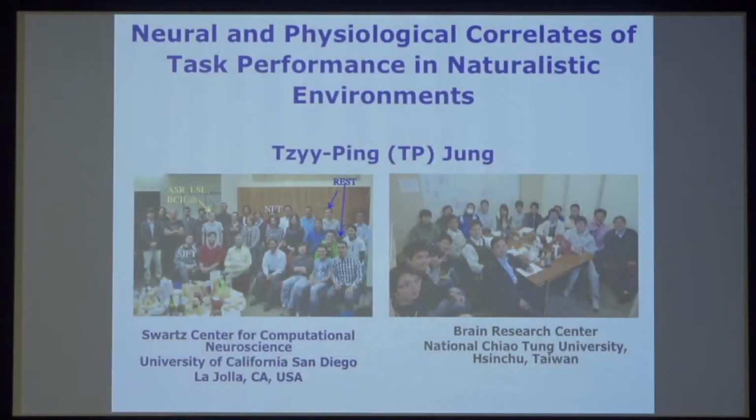I didn't get a chance to acknowledge my students and postdocs. So I will do that first. These are all pictures of the lab at the Swartz Center for Computational Neuroscience, which is upstairs. And we're going to do a lot of live demos tomorrow. Particularly, I want to point out the people who developed the MATLAB toolbox that has been downloaded by many, many people in the field of EEG and electrophysiological studies. And also my colleagues at National Jiao Tong University, particularly the Brain Research Center, where I'm also an adjunct professor. So I want to acknowledge them first.